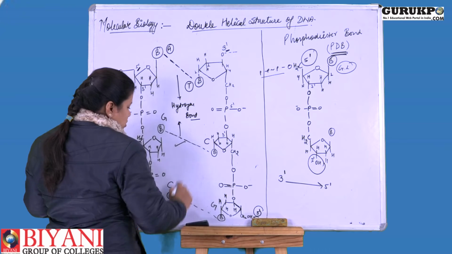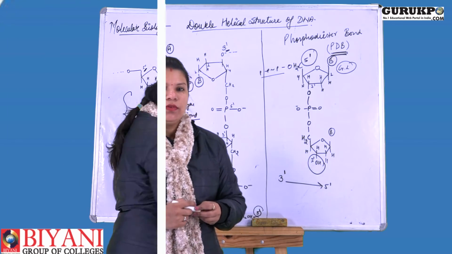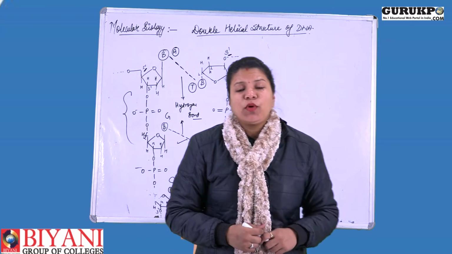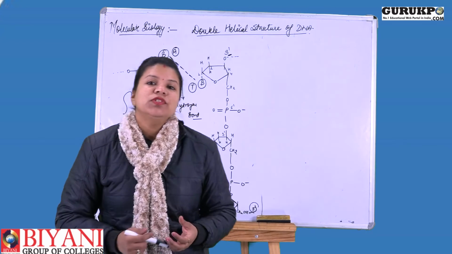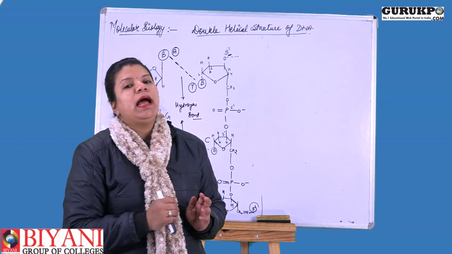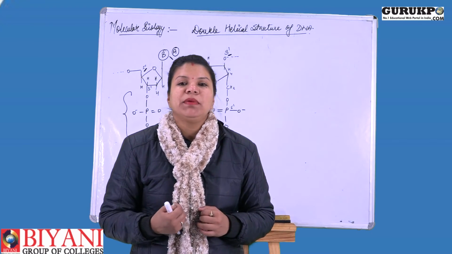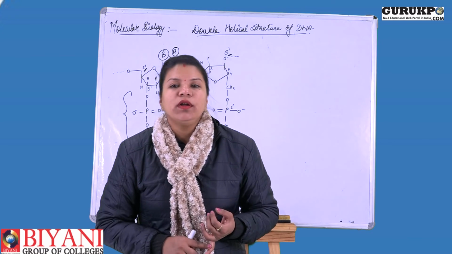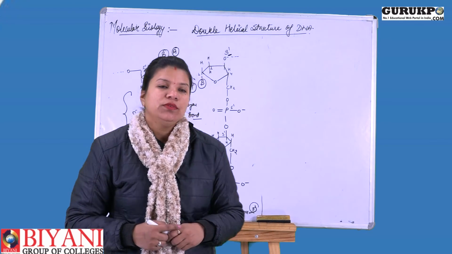These hydrogen bonds are formed between the purines and the pyrimidines, right? So what is a hydrogen bond? First of all, a hydrogen bond is a weak bond which is formed between the hydrogen atom and a comparatively electronegative atom, which can be either oxygen or nitrogen or some other kind of electronegative atom, right?